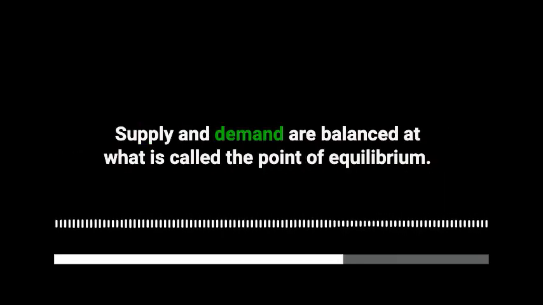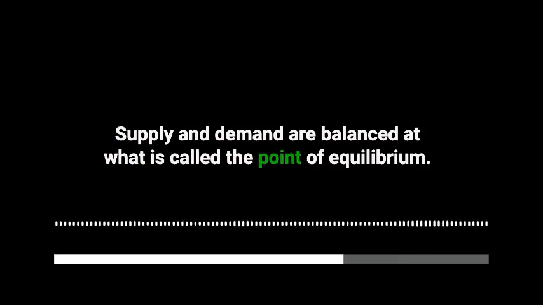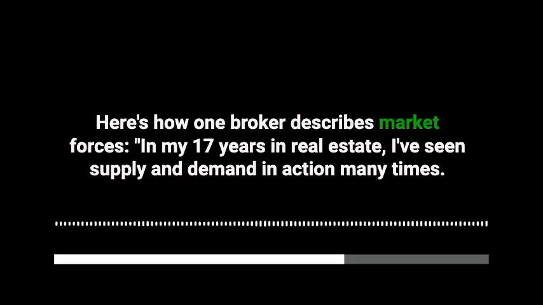Production slows or stops during a period of oversupply. When the market cannot meet the demand, production increases to take advantage of demand. Supply and demand are balanced at what is called the point of equilibrium. Example. Here's how one broker describes market forces.